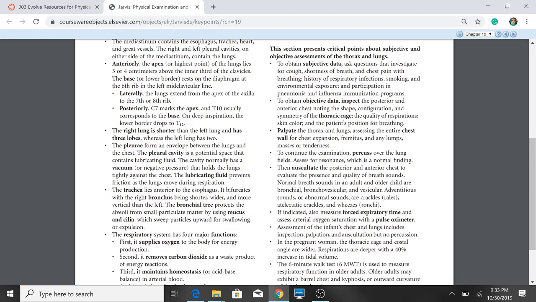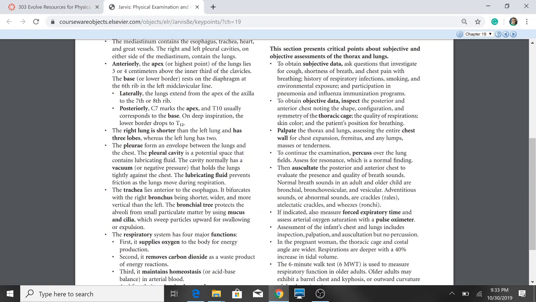Alright, to obtain subjective data, ask questions that investigate for cough, shortness of breath, and chest pain with breathing, history of respiratory infections, smoking, and environmental exposure, and participation in pneumonia and influenza immunization programs. To obtain objective data, inspect the posterior and anterior chest, noting the shape, configuration and symmetry of the thoracic cage, the quality of respiration, skin color, and patient's position for breathing.